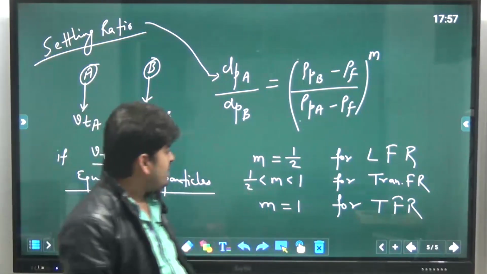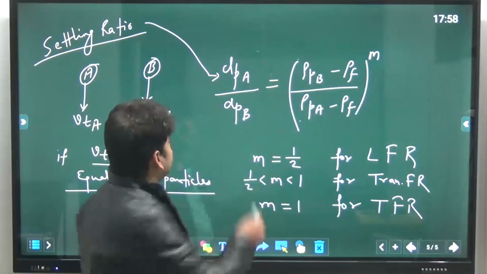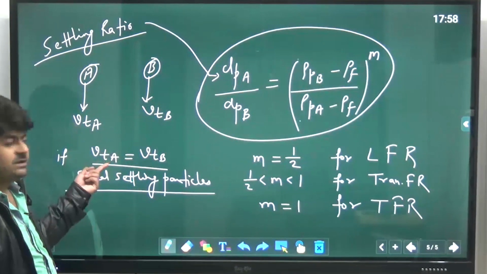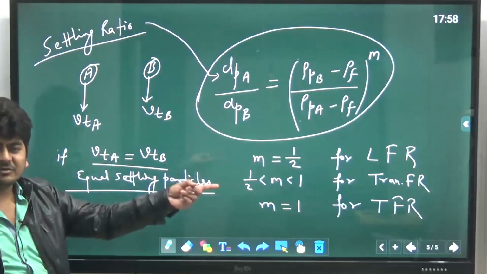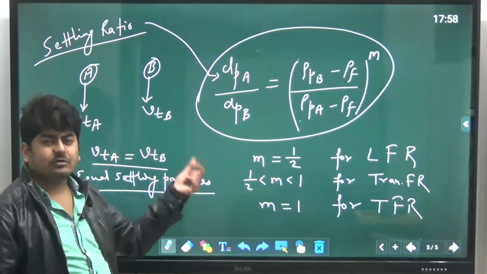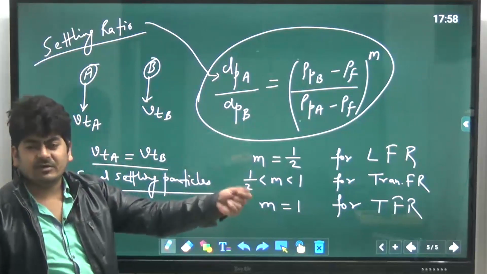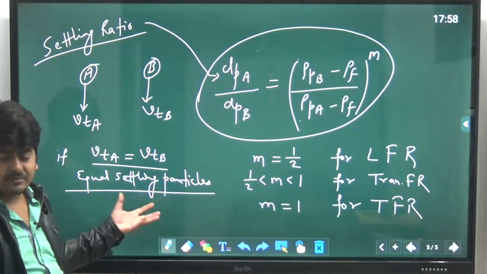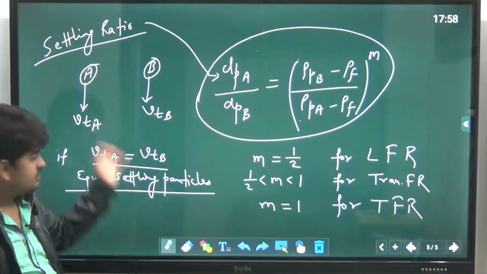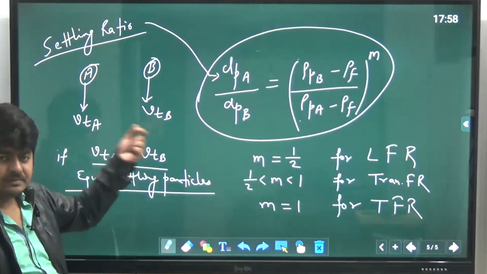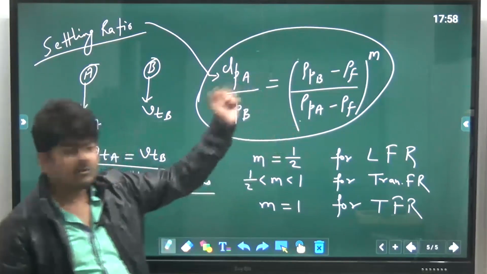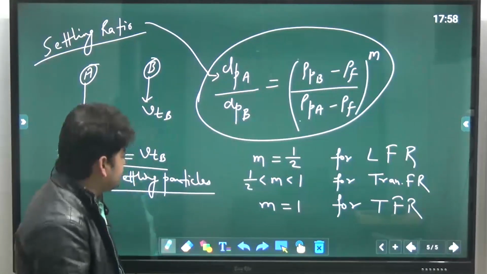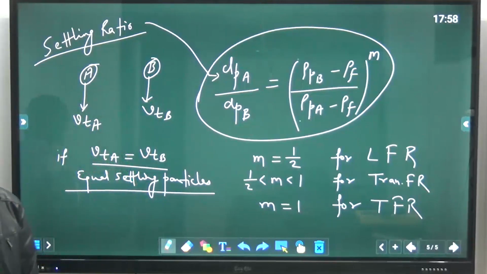How can you calculate this? It's simple. For the Stokes flow regime, VTA will be equal to dPA square g (rho PA minus rho F) upon 18 mu F. VTB is equal to dPB square g (rho PB minus rho F) upon 18 mu F. All the parameters will be the same, like mu, 18 and g. So from there, if you calculate the ratio dPA upon dPB, you will get this power 1/2 for the Stokes law regime. Similarly, for the Newton's law regime, you will get the other values. Anyways, so this is the settling ratio.